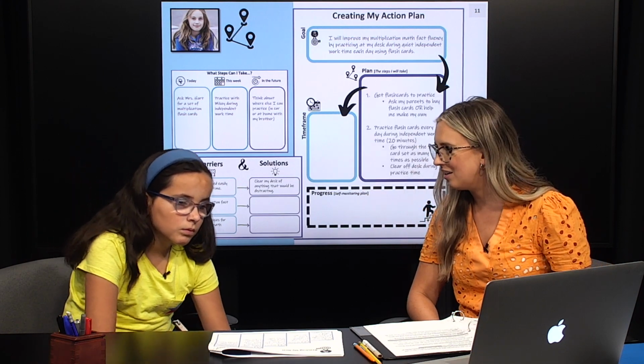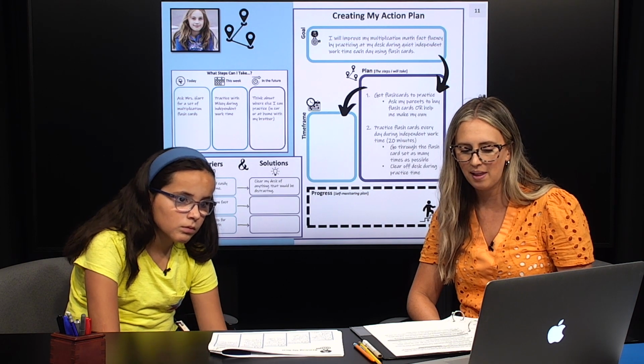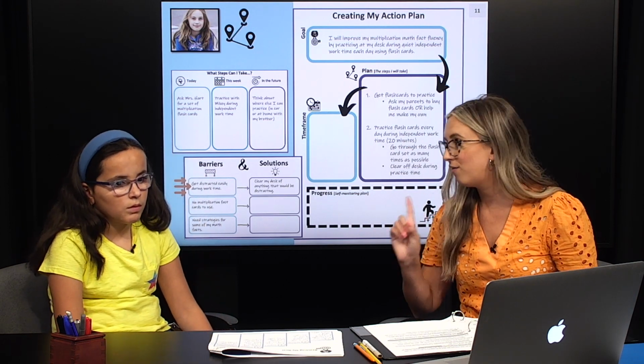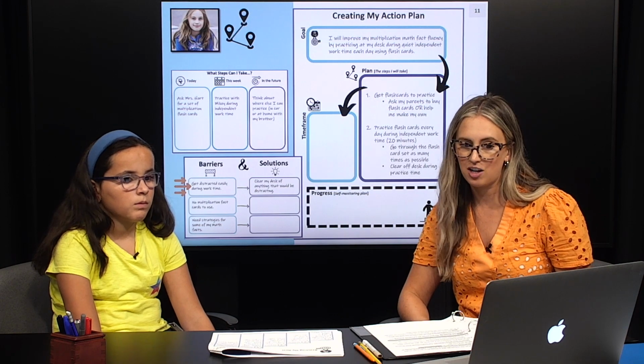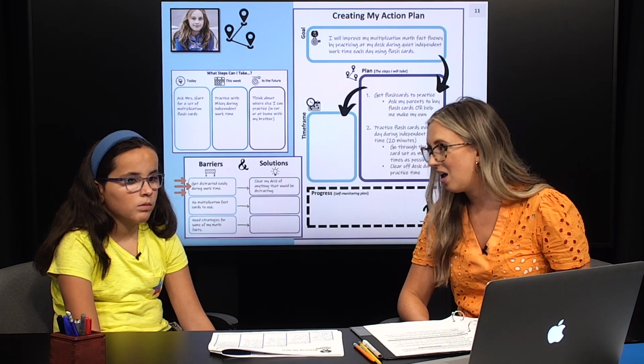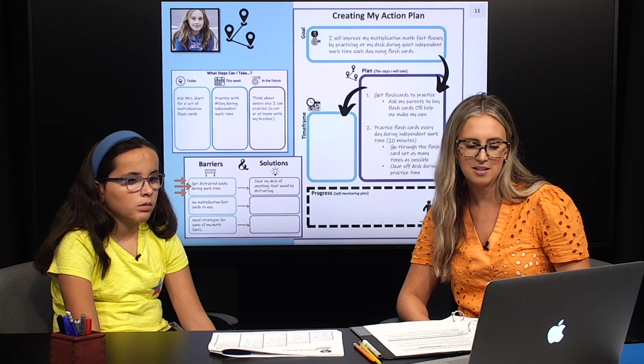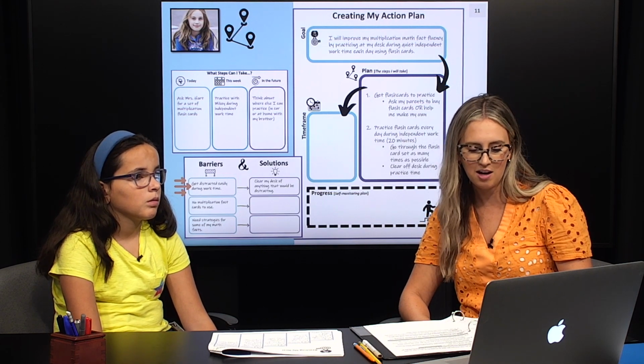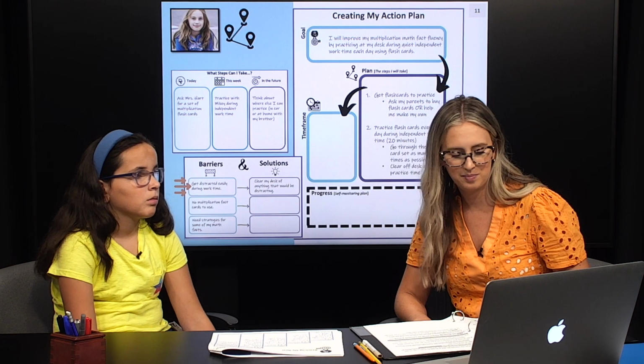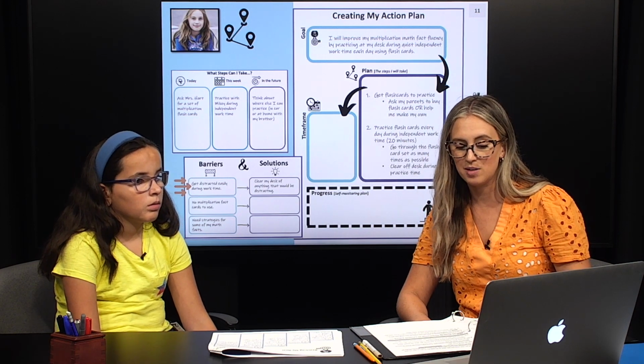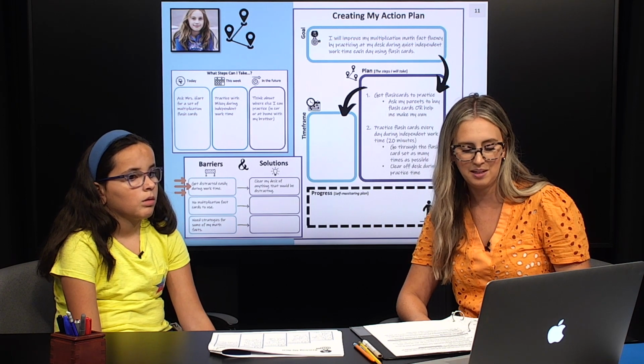Using this information, Sky was able to make her plan. She decided that first, she needed to get flashcards to practice. She'll ask her parents if she can buy some, but if they cannot, she can make some on her own. She knows that her teacher gives them 20 minutes for independent work time each day, so she will go through the flashcards as many times as possible during this time. And she's going to make sure to clear up her desk before she practices.